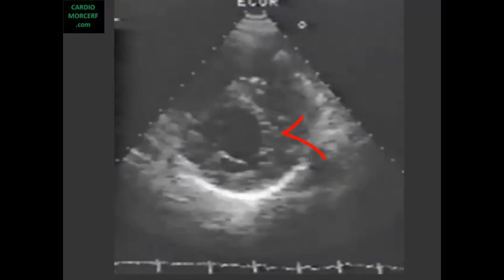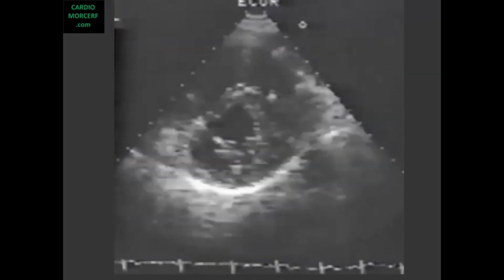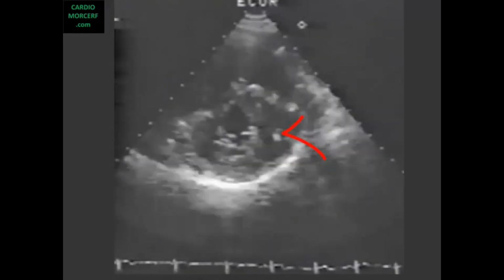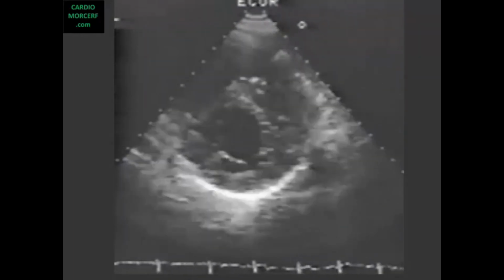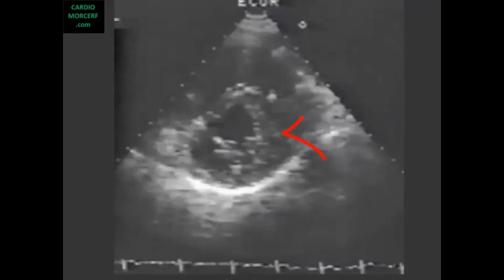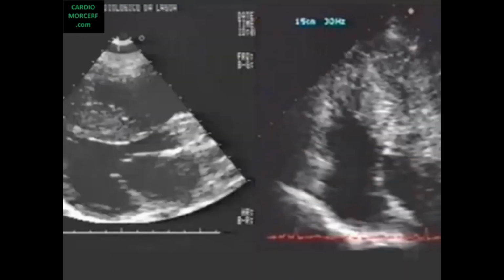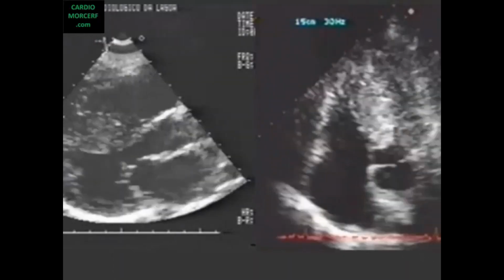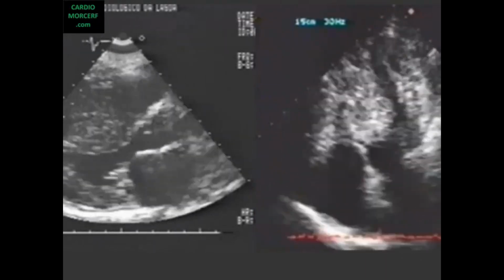As you can see, each case is a different type of hypertrophy. Not always the IVS is the thickest region. All these types where the thickest region is subaortic, except this one, may present subaortic stenosis.